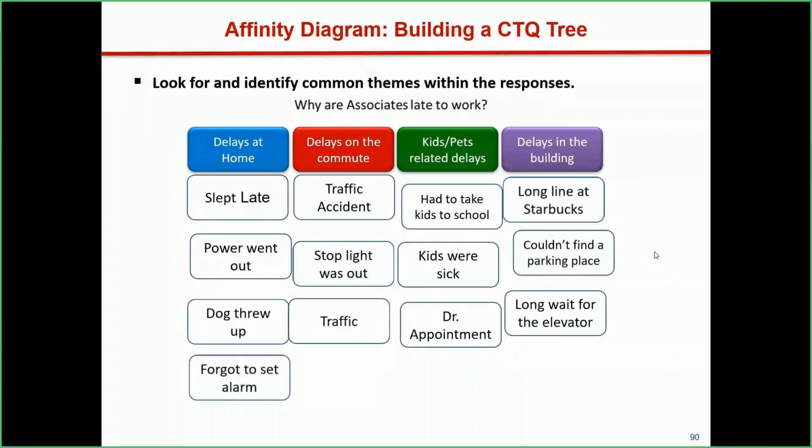Okay, let me do one thing. Let me put in a coffee machine similar to Starbucks. No more delays of people coming late to the office because of Starbucks. When people can't find a parking space, I allocate parking for everyone, so everyone gets their own designated parking space. Long wait for the elevator: this cannot be fixed because it's a common elevator, unless I have enough money to have my own personal elevator to go up and down. But this is how you create an affinity diagram, or you build a CTQ tree, critical to quality tree.